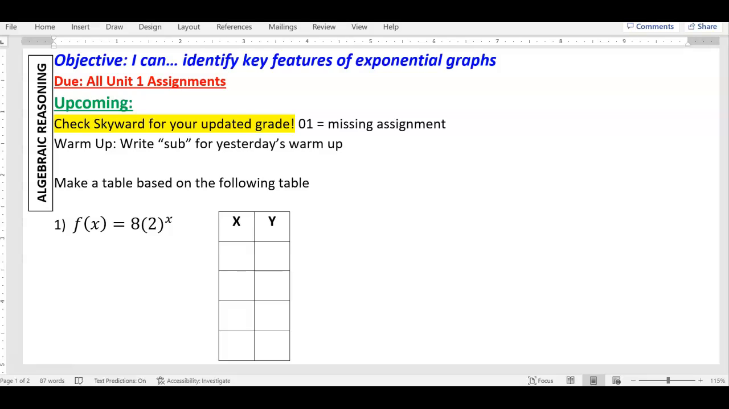So again, on your grade sheet, see where it says test. You can see what grade you got on your test, okay?